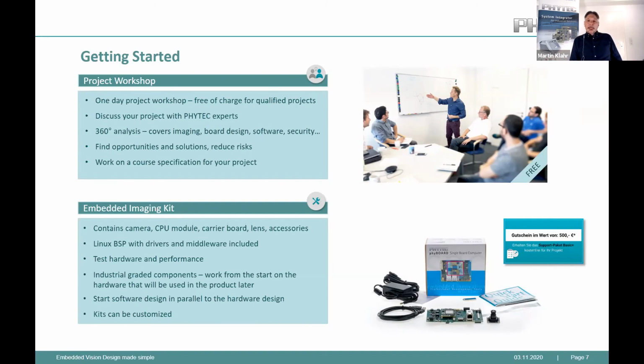Another good way to start is to get one of our embedded imaging kits I mentioned before. The kits contain everything you need to evaluate the system: camera module, lens, computer module, cables, development baseboards, and actually the components in the kits are not development hardware, but they are already industrial grade components that are potentially ready for the mass production. You're working really very close to the solution that you want to ship right from the start.